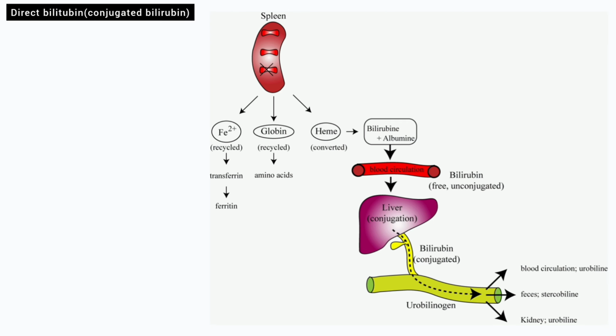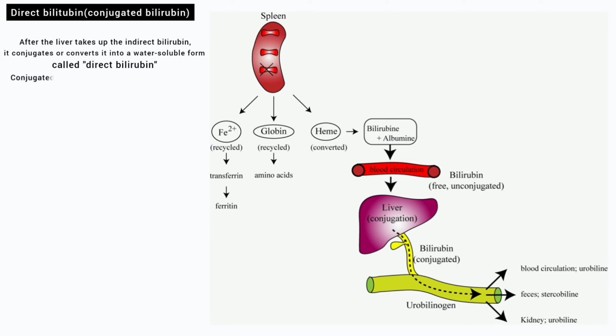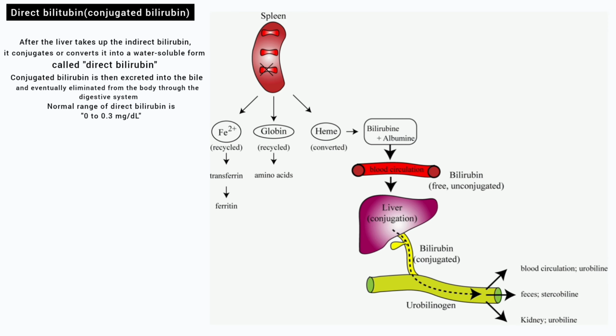Then there is direct bilirubin, also known as conjugated bilirubin. After the liver takes up the indirect bilirubin, it conjugates or converts it into a water-soluble form called direct bilirubin. Conjugated bilirubin is then excreted into the bile and eventually eliminated from the body through the digestive system. And the normal range of direct bilirubin is 0 to 0.3 mg per deciliter.